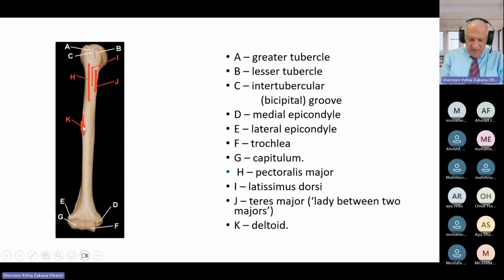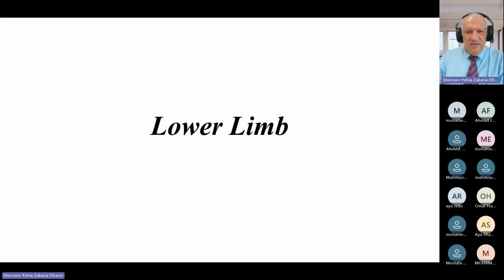Nerve supply of the deltoid. Nerve supply of deltoid is axillary nerve, yes, from the posterior cord. Okay, so it is important to know that. All right, so just easy.